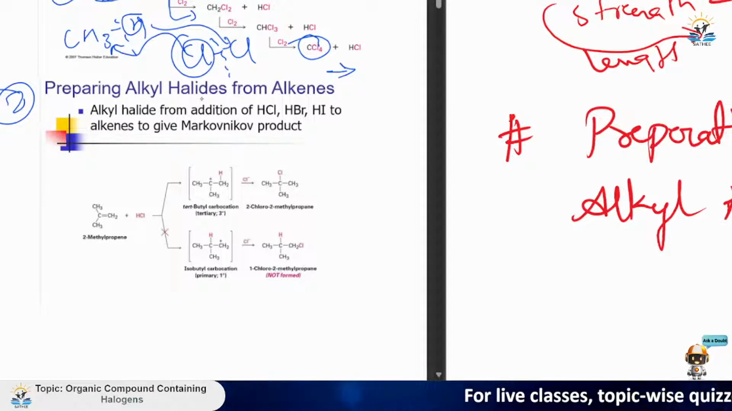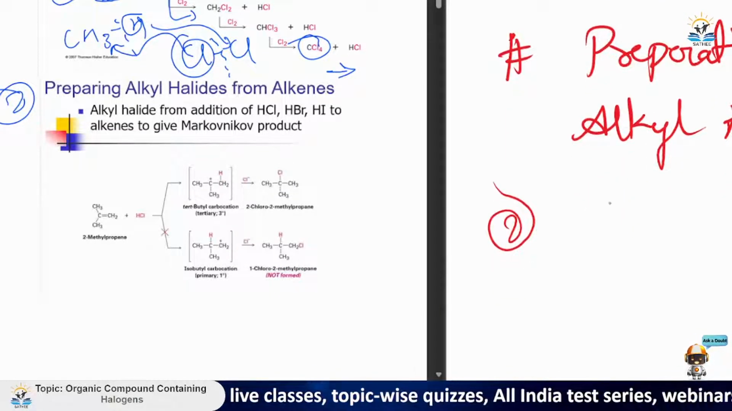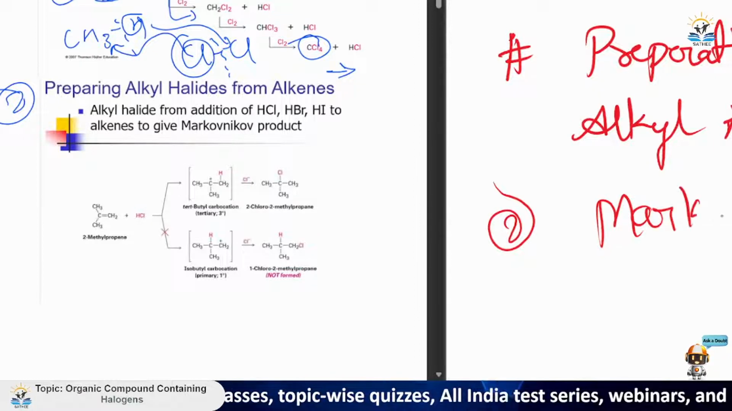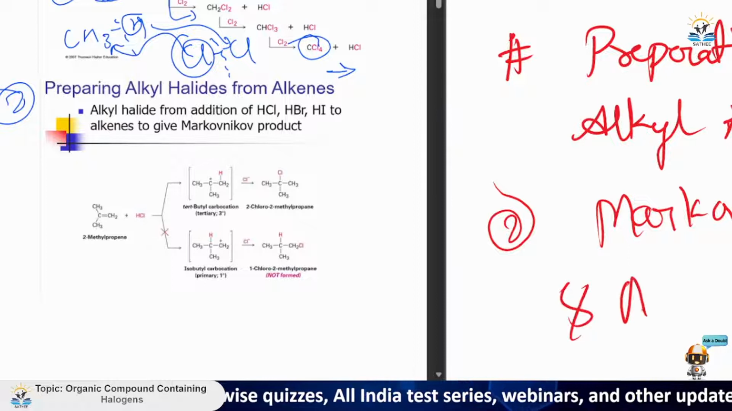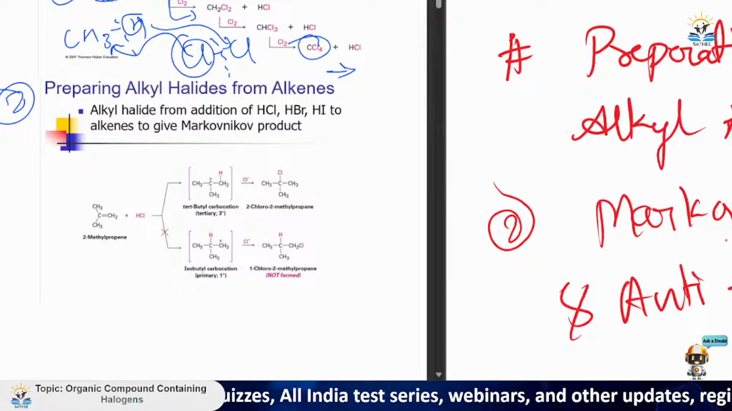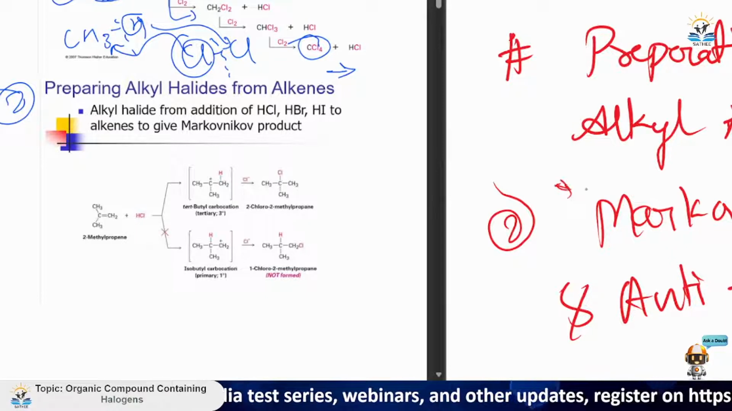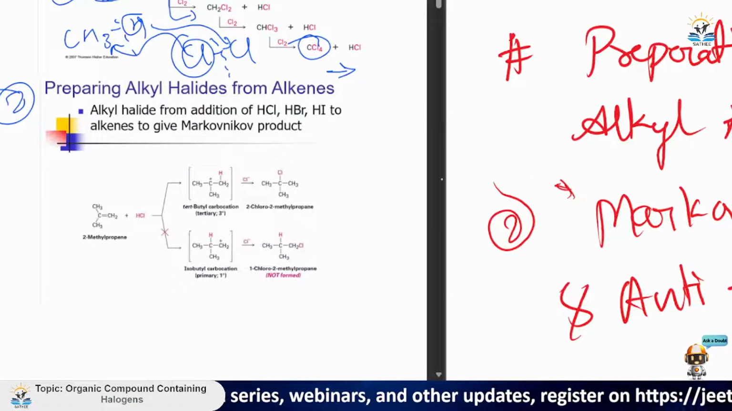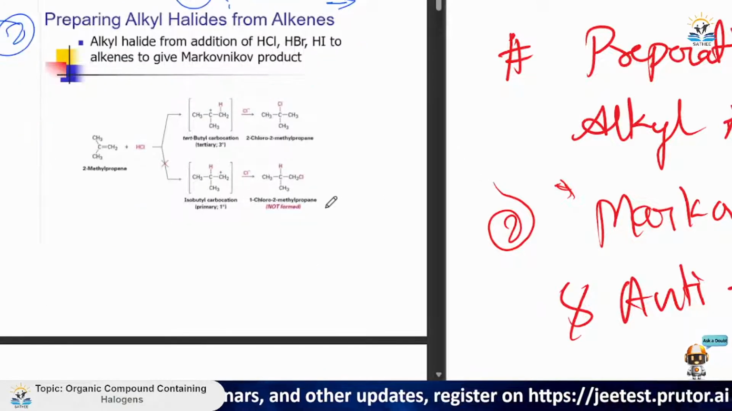Alkyl halide from addition of HCl, HBr, HI to alkenes gives the Markovnikov product. You know about what Markovnikov is. Let me write here first: Markovnikov and anti-Markovnikov. In Markovnikov, we insert the halide by direct substitution, and anti-Markovnikov is the opposite. So what is that?